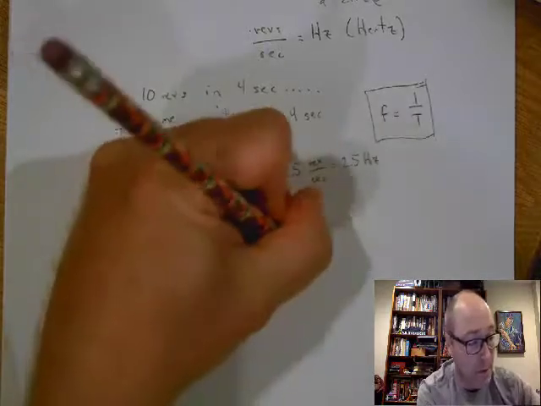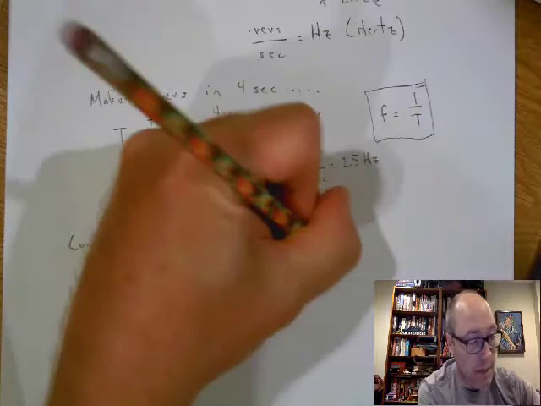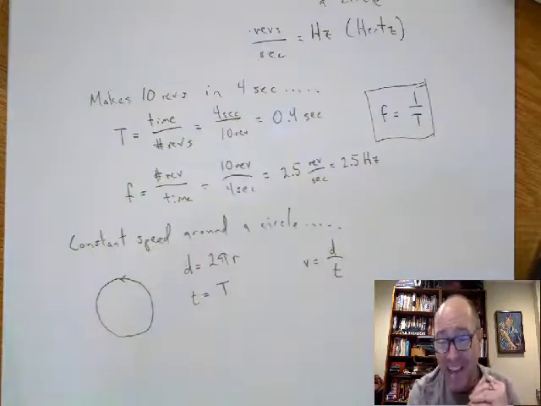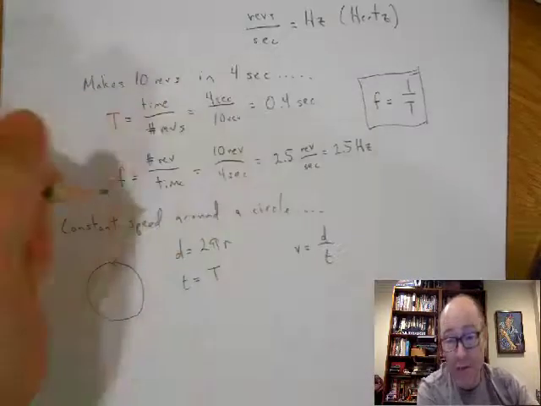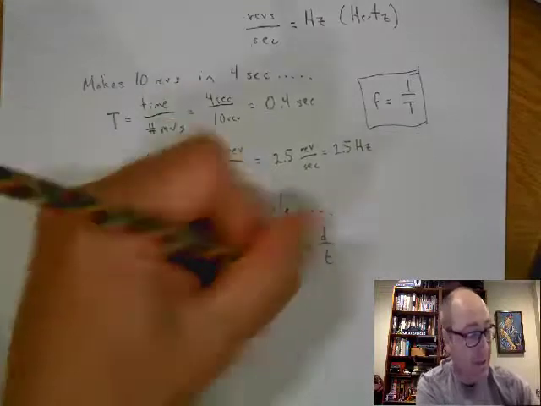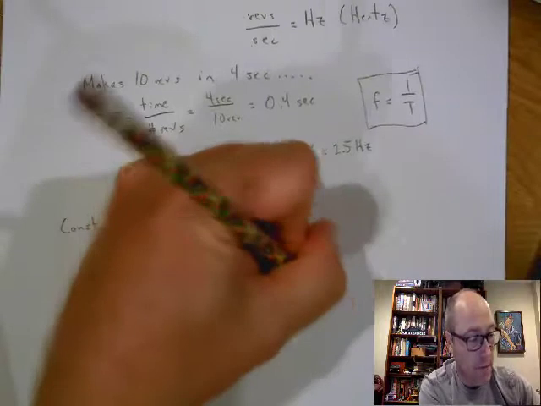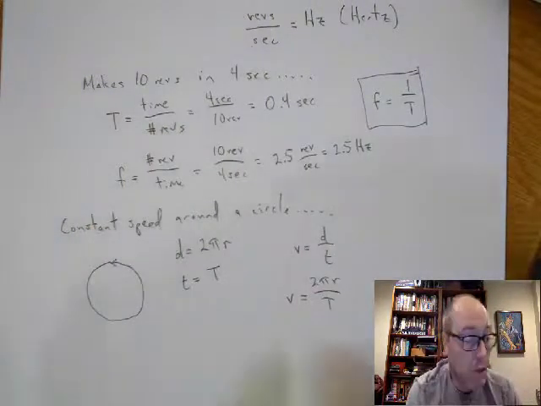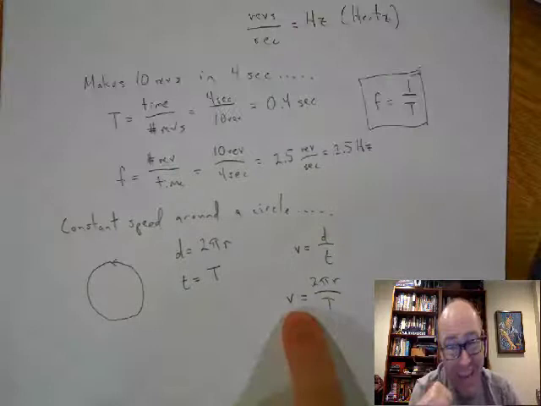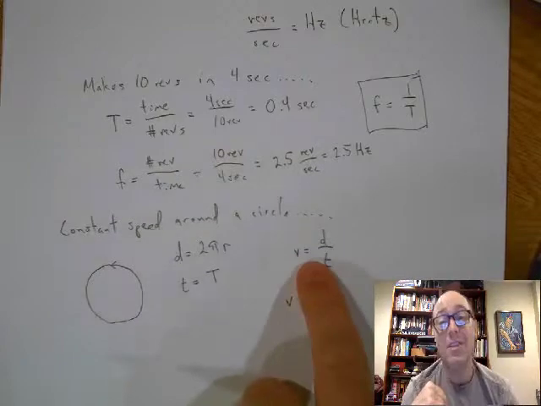Well, if you're moving at a constant speed, hopefully you remember this from our last unit, v equals d over t. Well, that means if you're moving at a constant speed around a circle, this is going to be 2 pi r over the period. Okay? You will notice this formula is not on the formula sheet.